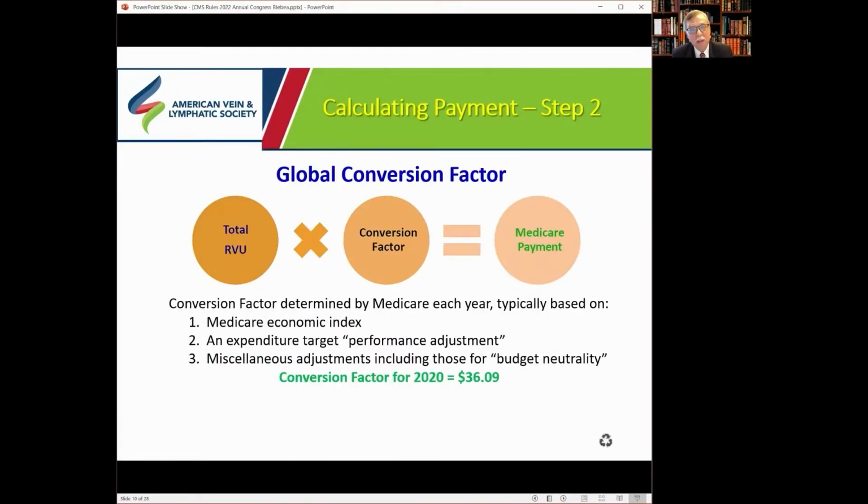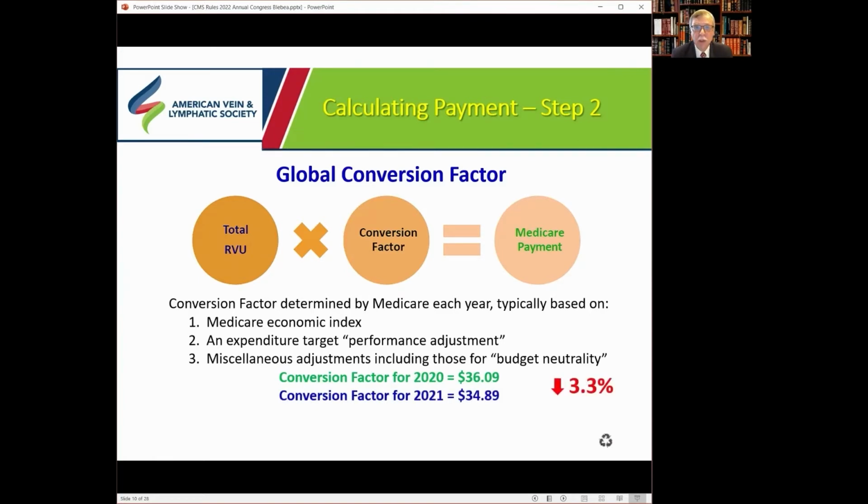Before that's done, there's another conversion factor that's put into play. Now, this conversion factor can be quite complex, but essentially it's an adjustment to make sure that the total cost for Medicare is kept neutral. It doesn't increase. So the conversion factor in 2020 was $36.09 for each RVU.